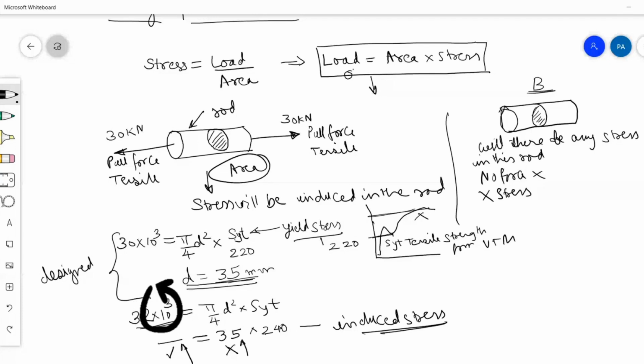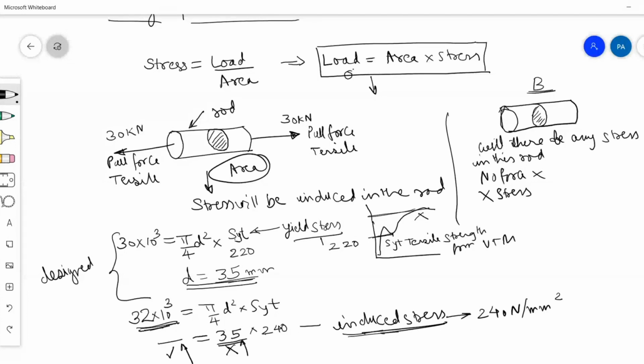The load applied is 32 kilonewton. The diameter is fixed, that is 35. Because of this load of 32 kilonewton, the stress which is induced in this rod is 240 Newton per mm square. Okay, is this clear to all of you? This induced stress is the stress which comes in the material because of the applied load.